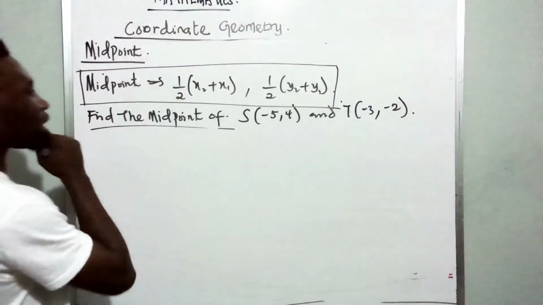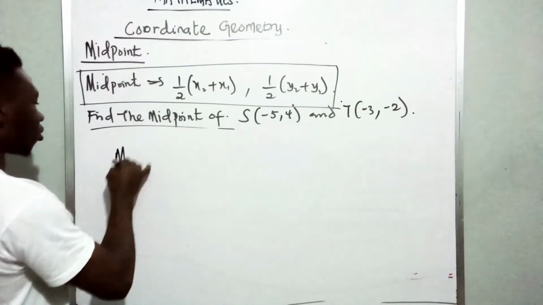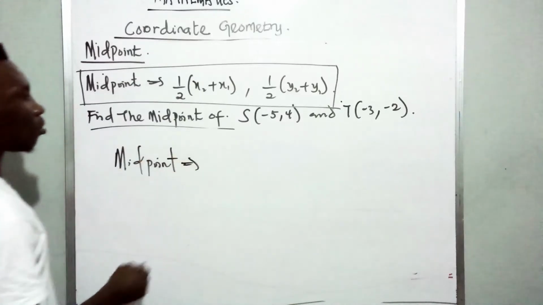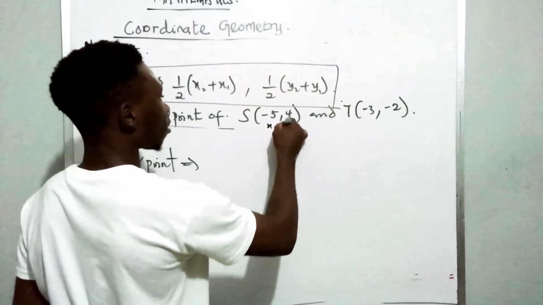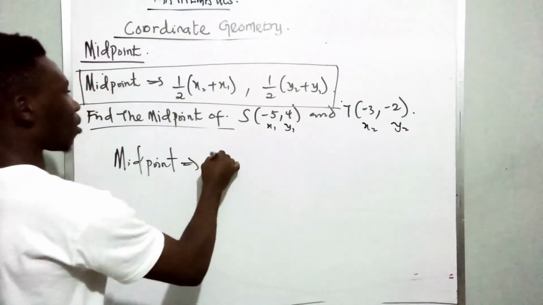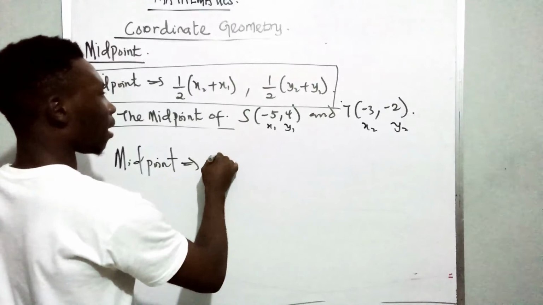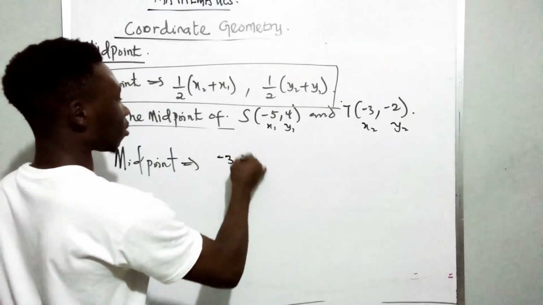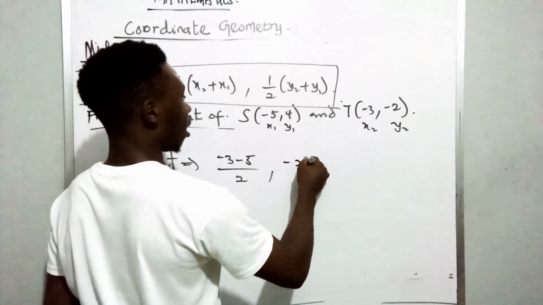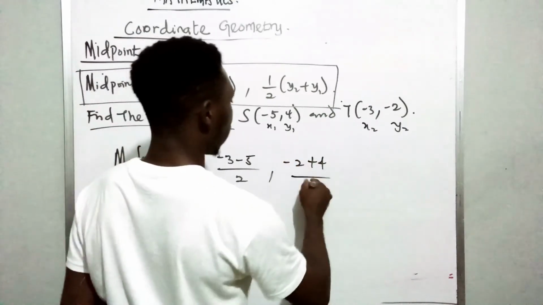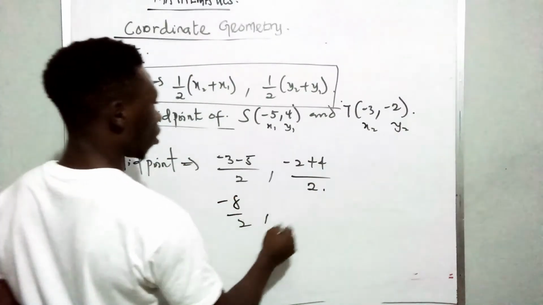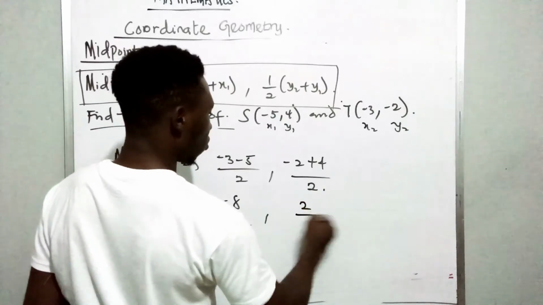So midpoint here, midpoint of S and T becomes, my midpoint is now equal to, this is x1, y1, x2, y2. So midpoint here becomes what? What is my x2 minus 3 minus 5 over 2, comma, minus 2 plus what? 4 over 2. So this is now what? Minus 8 over 2, comma, 2 over 2.